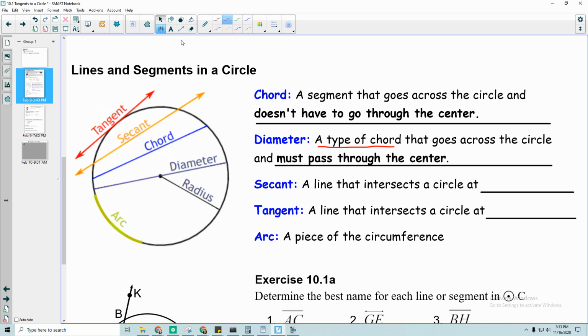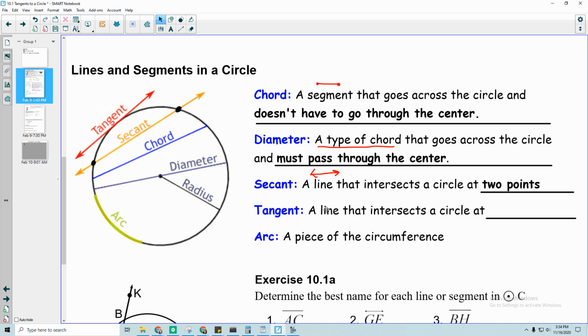And then a couple other pieces. So secant, that would be a line. So a line instead of a segment. Remember, a line has arrows at both ends, where a segment has endpoints. So it has to be a line that intersects the circle at 2 points. So I see that my secant line in orange here intersects the circle right here at this point and again at this point. So it hits it right at 2 separate points.